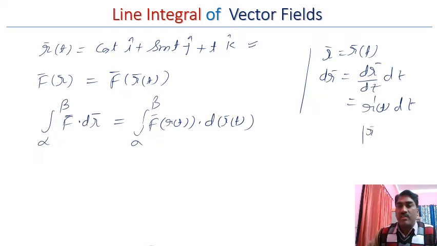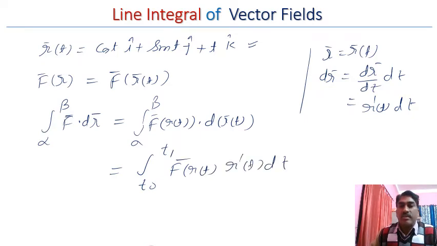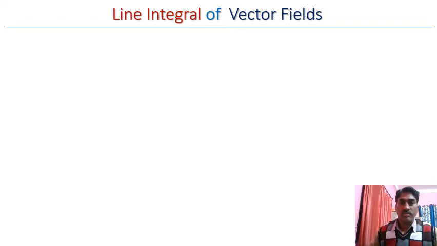You know that if r(t) is equal to sin t, then dr is equal to cos t dt. So just using the chain rule concept, we write the elementary form dr as r dash t dt, and this integral can be written as the integral from t naught to t1 of F(r(t)) dot r dash t dt. This is because t is varying as a scalar quantity, and every function F and r depends on t. So now we will take some examples. Let us take our first example.